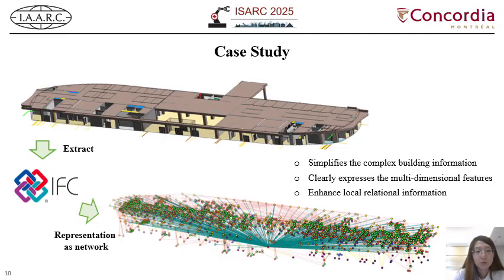A residential floor's overall network is shown in the figure. The results show that representing a BIM model as a network effectively simplifies the complex building information and clearly expresses the multidimensional features of components and their relationships, such as semantic, spatial, and topological relationships. Additionally, the introduction of the touch floor relationship and the spatial relationships with a 0.5 meter local range further enhance the network by adding more local relational information.